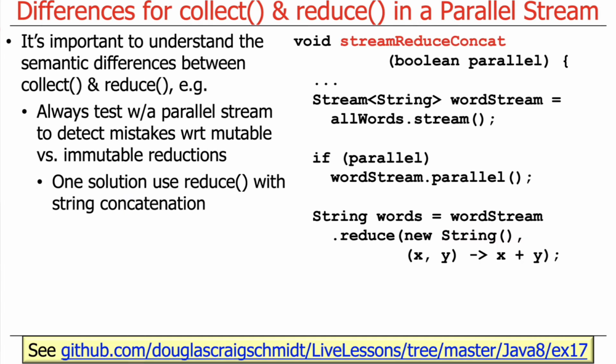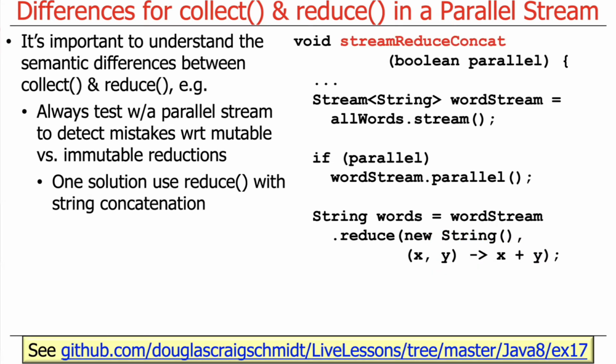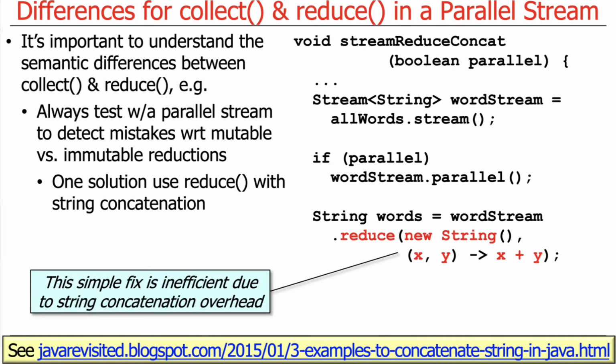So one solution you could use, if you don't want to have surprises when you turn on parallel processing, is to simply use classic string concatenation, which looks like this. Here we give a new empty string as the identity value for reduce, and then we add a plus operation here, and that'll just take the two substrings and create a new string. Works, but the problem is you end up with all this extra overhead. So your program will actually be rather slow, even though it'll be correct.